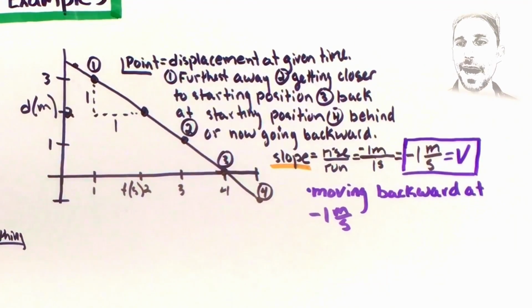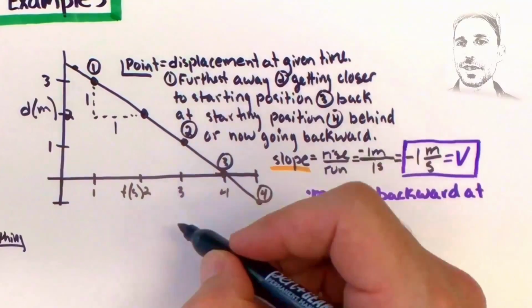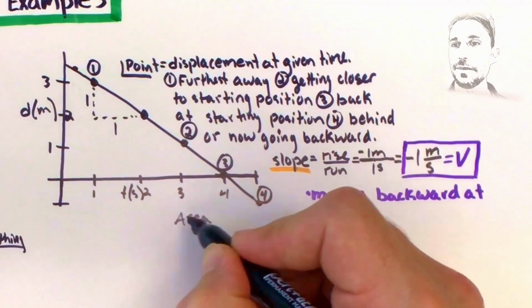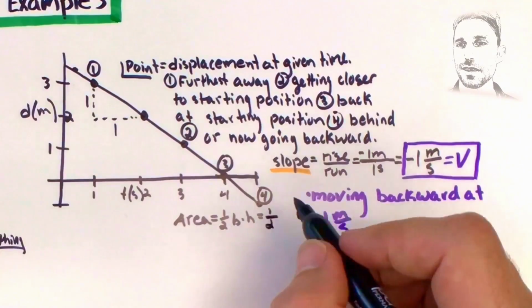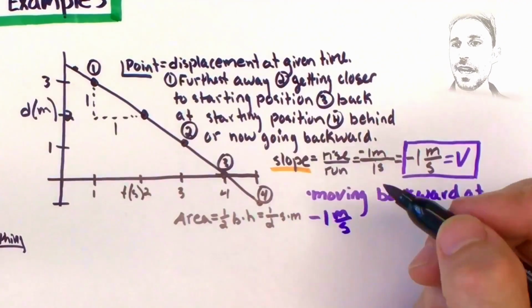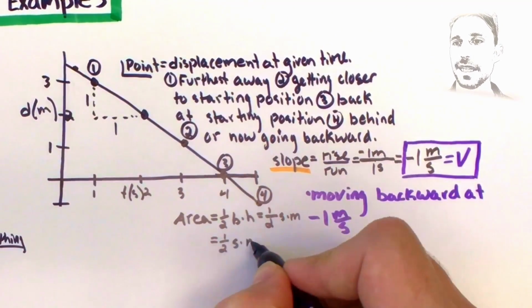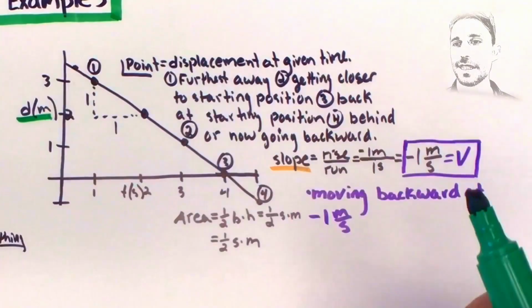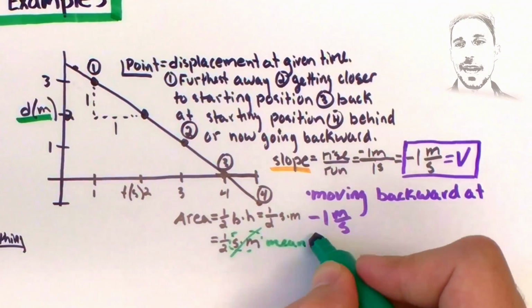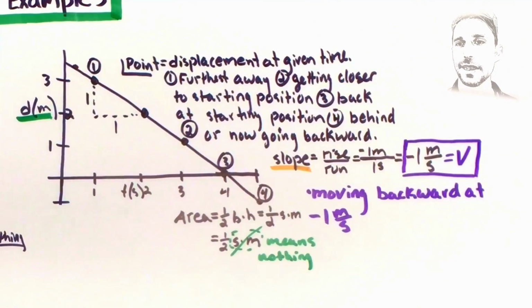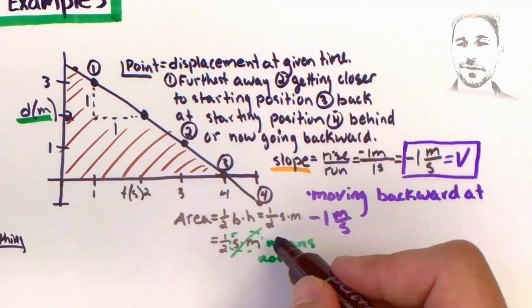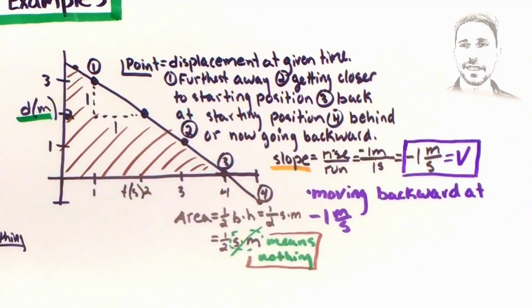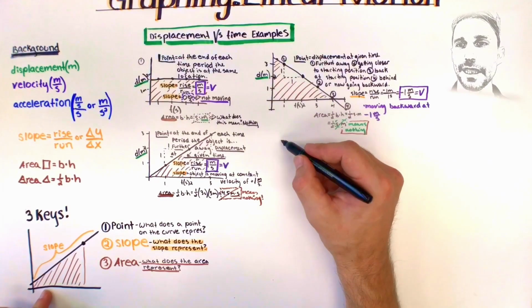It's moving backward at 1 meter per second, which is why it was moving back towards the origin, because it's moving backwards. The velocity is negative. The area, again, one half base times the height, so one half seconds meters, still is not really telling us anything, so the area is not super important on the displacement time graph. We'll just keep reminding ourselves, area under displacement time graph not meaning a ton, slope is telling us velocity.